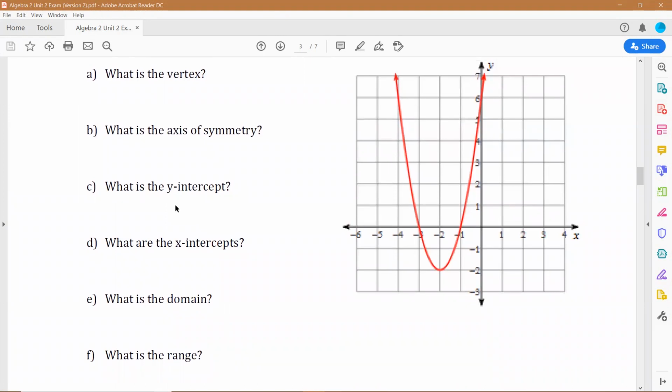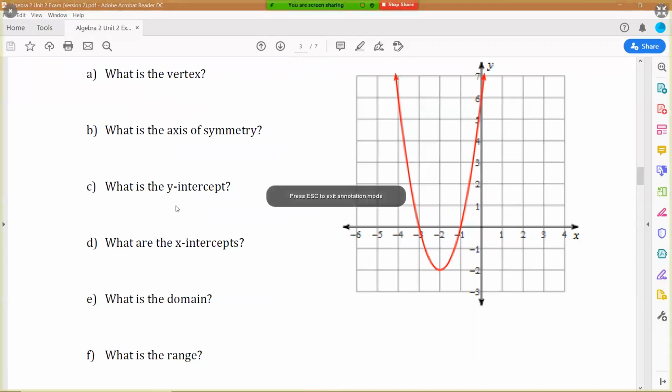All right, question number 8 is worth 6 points because there are 6 parts. So letter A says, what is the vertex? The vertex is either the ordered pair of the hill or the valley of your parabola. So in this case, it's the valley because it's all the way down here at the bottom. It's either the lowest point or the highest point. So that ordered pair is -2, -2.